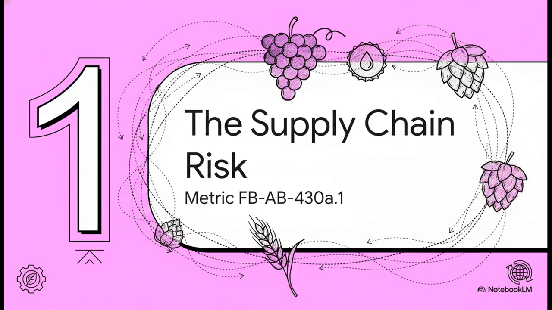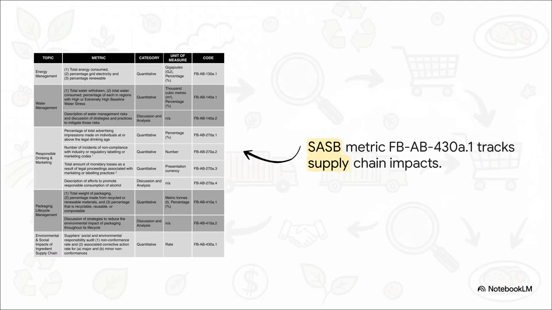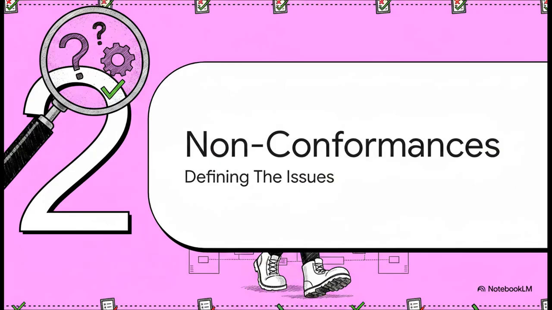Okay, Part 1. The supply chain risk. We're grounding this in the SASB standards, specifically Metric FB-AB-430a.1. This establishes the strict reporting requirements for tracking the environmental and social impacts of the ingredient supply chain. It mandates that companies report their suppliers' social and environmental responsibility audit non-conformance rates as well as their corrective action rates.